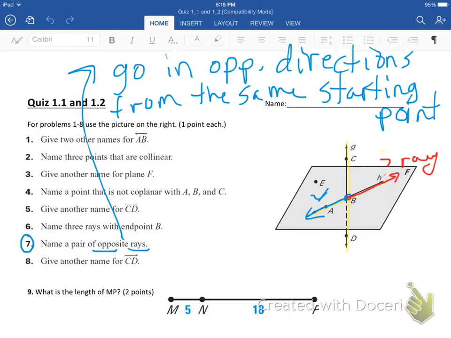So I'm going to get rid of these ones. What if I start at B and go up though? Well, there's a ray that starts at B and goes up. And if I do the same thing but I start at B and go down, oh, I can name that ray. This ray here is the ray that starts at B and goes through D. And this is the ray that starts at B and goes through C, in the direction of C. So there's my two answers.